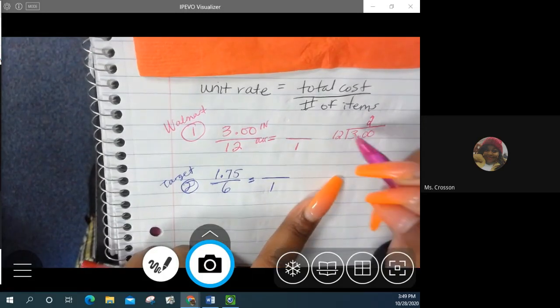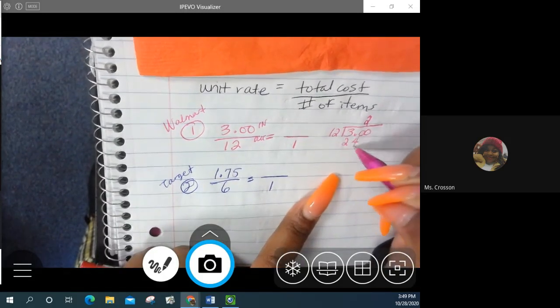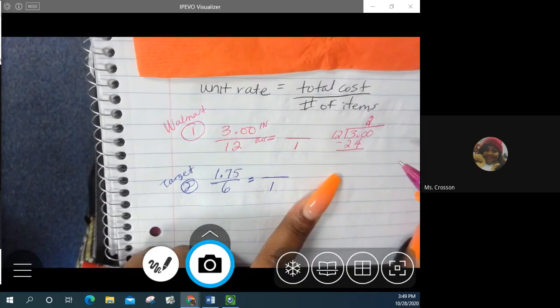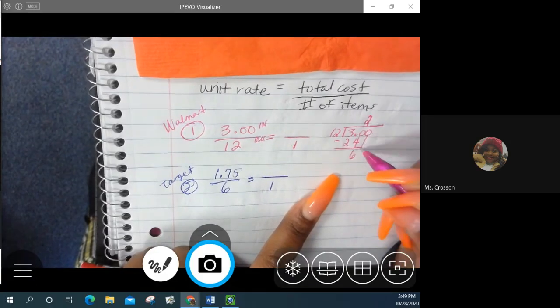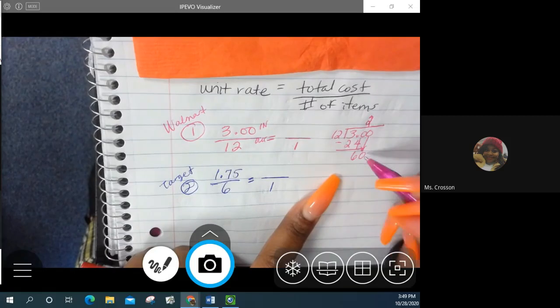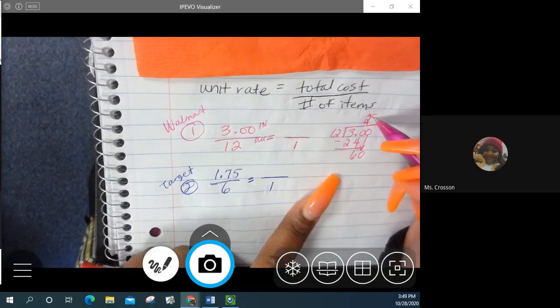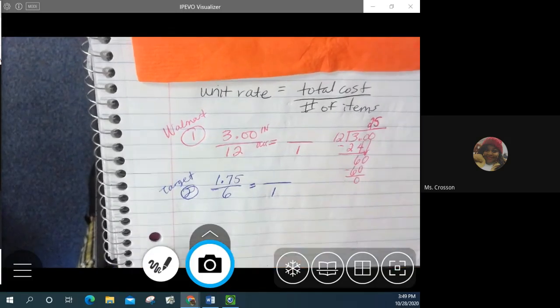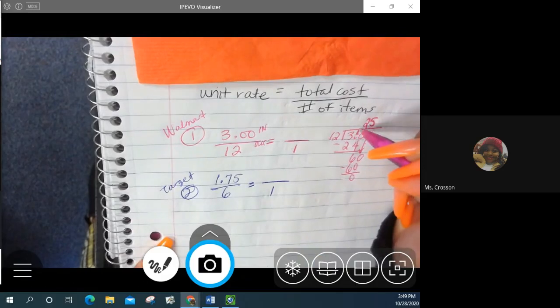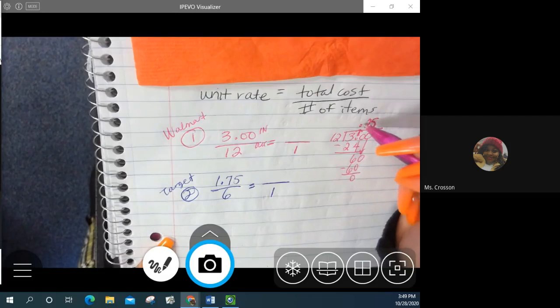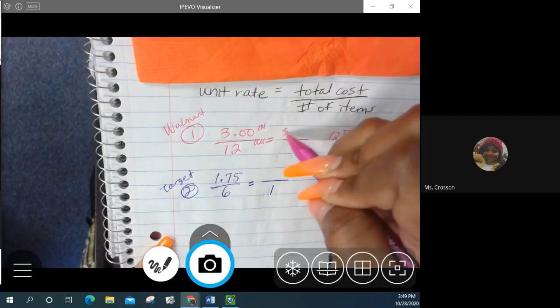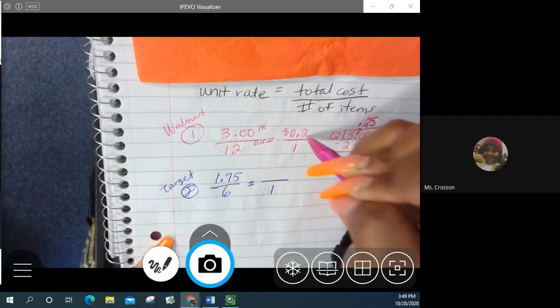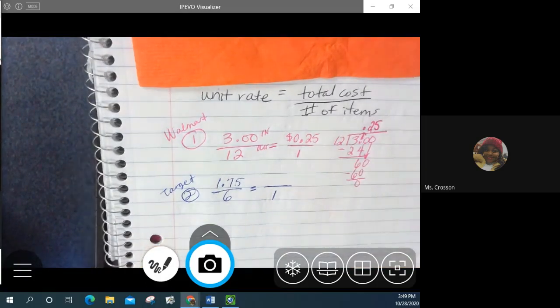2 times 12 is 24. Now I'm subtracting: 30 minus 24 is 6, and I'm going to bring down the 0. How many times does 12 go into 60? Well, it goes in 5 times. I'm going to put that 5 right over that 0 that I brought down. 5 times 12 is 60. 60 minus 60 is 0. I'm left with no remainder. And then I move my decimal straight up. It's important that you move your decimal straight up today. So now my answer is 0.25, or 25 cents.